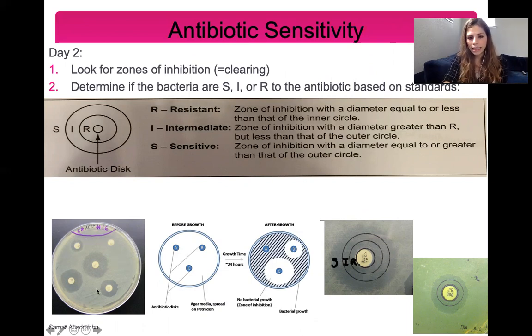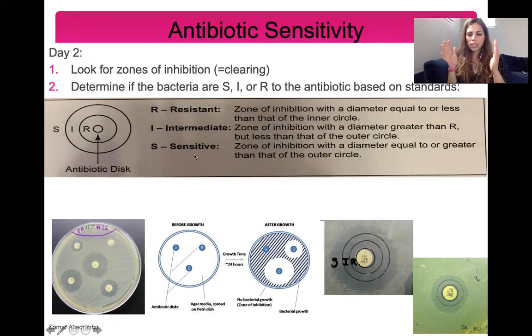So let's say that this is E. coli here, and this student had 5 different antibiotics. Wherever you see clearings, that's the zone of inhibition. So you look here, and that's a good thing. That means that the bacteria is susceptible to this antibiotic, or sensitive to this. And you're gonna determine if bacteria are resistant or sensitive to the antibiotics.